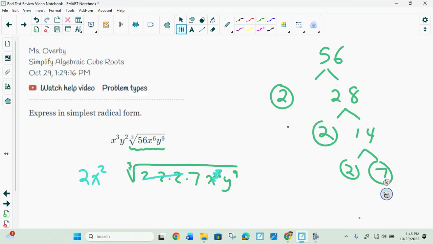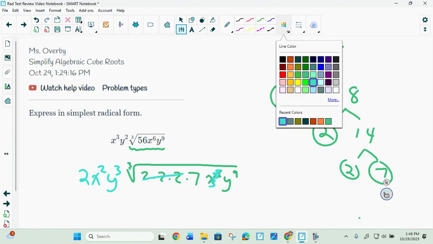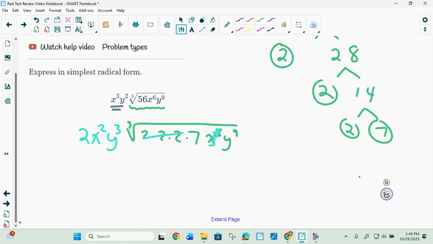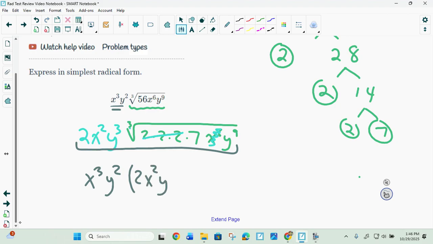Nothing's left over. How many groups of 3 are there in 9? There are 3, and nothing's left over. So the only thing left in the cube root is the 7. What we're going to do is take, I'll rewrite it, we can even use a different color, the x cubed y squared, and multiply it by this, but we're going to clean that up. That's 2x squared y cubed, and then the cube root of 7.